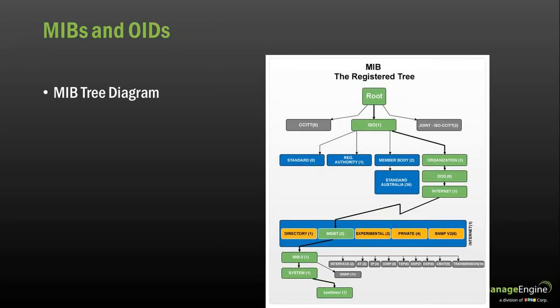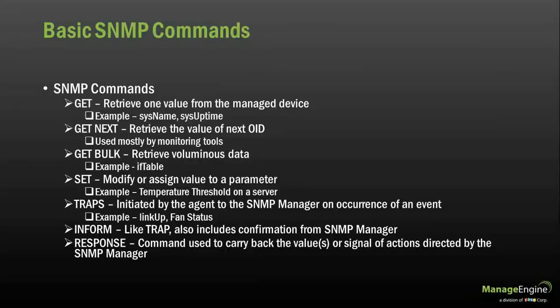Let us now take a look at a few basic SNMP commands which are quite often used by monitoring tools. The first one in the list is get. It retrieves one value from the managed device. Examples can be sys uptime, sys description, sys name, sys location. The next command is get next. Retrieves the value of the next OID other than the one identified in the command.